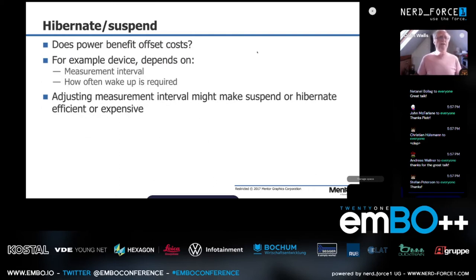So we need to very carefully look at Hibernate and suspend as to whether the benefit of them offsets the costs of using them. For example, for our device, the measurement interval is relatively short. So that would determine how often wake up is required, at least. So if we look at the power saved by going into the modes, is it worthwhile? And if we adjust the measurement interval, we might suddenly make suspend and hibernate more efficient or more expensive, depending on what we do. So the amount of power we're consuming isn't necessarily as linear as you might expect, because there's going to be a sudden point when suspend or hibernate becomes cost-effective, power cost-effective.